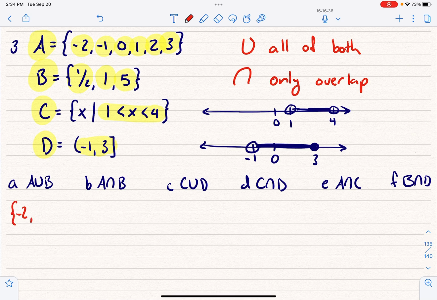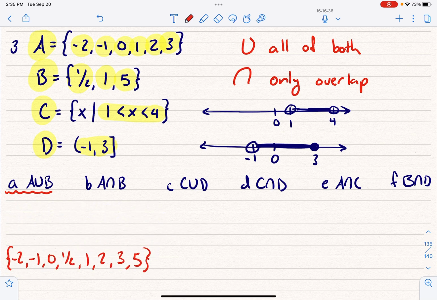So that's going to be -2, -1, 0, 1/2. B brings that one in. 1 was already in both of them. 2, 3, and then B brings in 5. Okay, so that's the answer to this part right here. All right, now I'm going to slide that down a little bit so it's kind of out of the way.